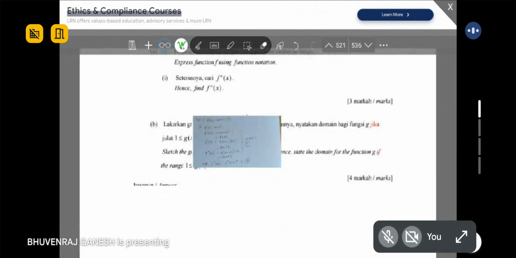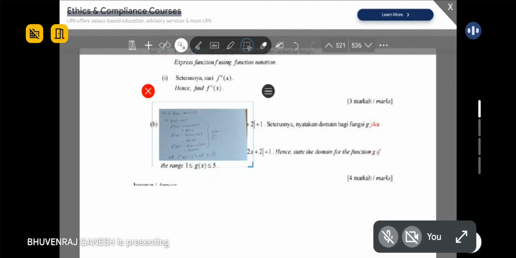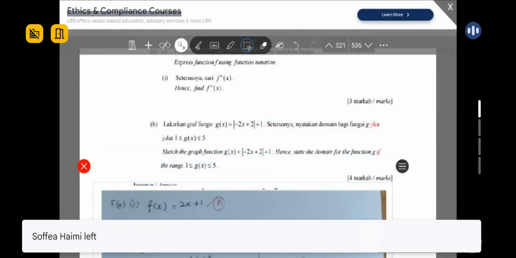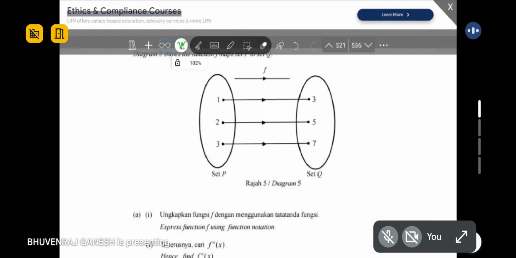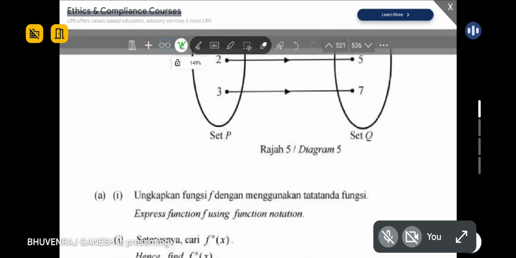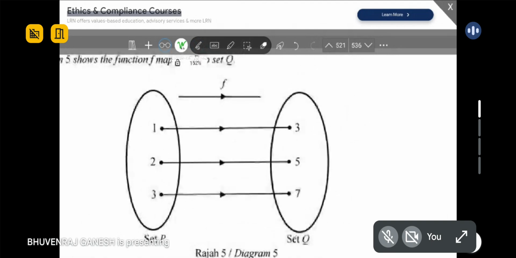Okay, so now we see the next question. Question number 5. Okay, so now we come to functions. Another topic. Okay, so for fungsi, the question is express function f using function notation. Tatanda fungsi. Okay, so you guys still remember? Quite simple. So if you see the pattern over here, you must think and see what is happening over here. You must think and see. Apa pola dia? So anyone got an idea? What will be your f(x)?